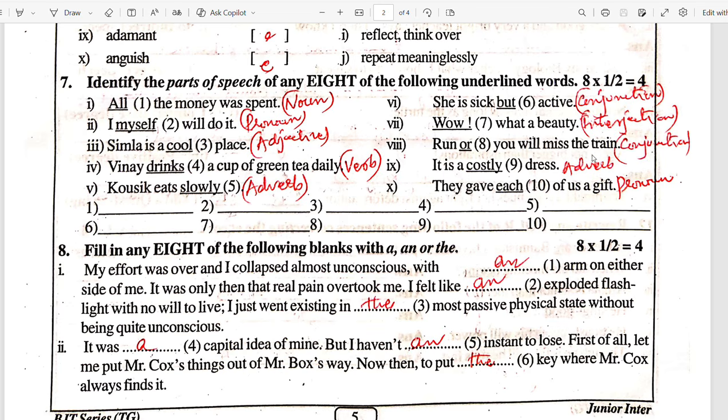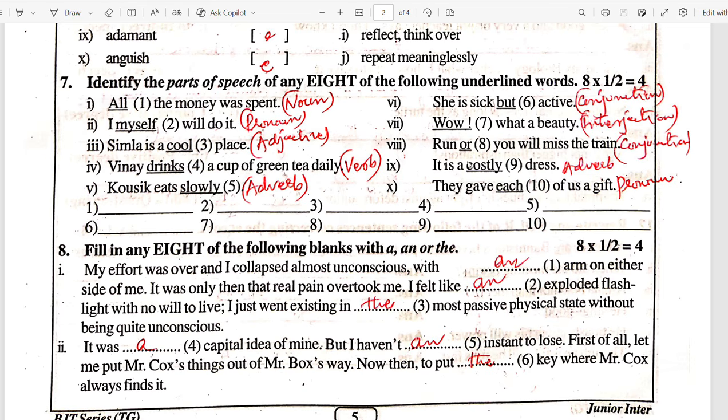Run or you will miss the train. Here "or" is a conjunction. It is a costly dress. What kind of dress is it? Is a costly dress. I think it is a costly dress.